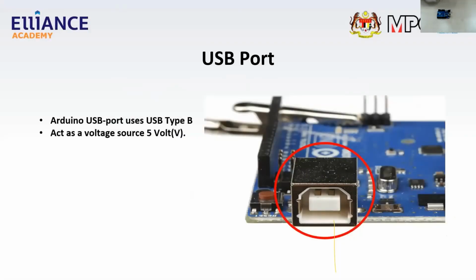All right, so if we take a look just now, the USB port. Arduino uses only one USB port, which is the USB type B. This type of cable connection is called the USB type B. The USB port on the Arduino board can act as a power source of 5 volt to power up the board. As I mentioned just now, it only uses very low consumption of power. So only 5 volts is enough to power up this board. The 5 volt can be supplied from this cable.